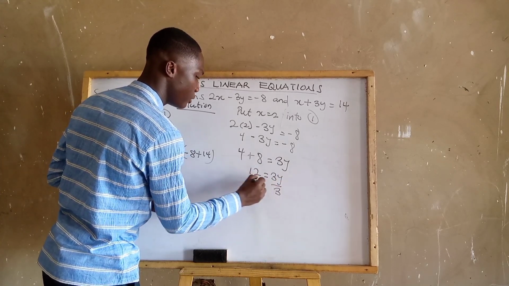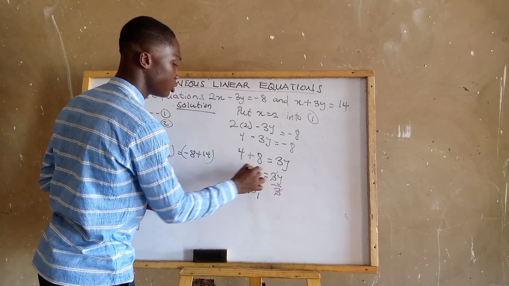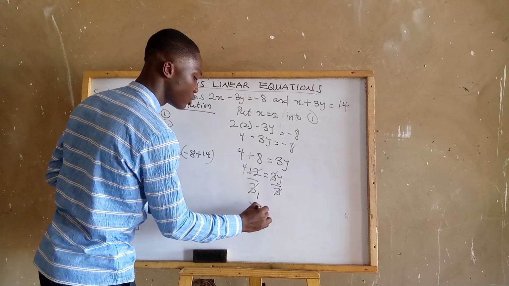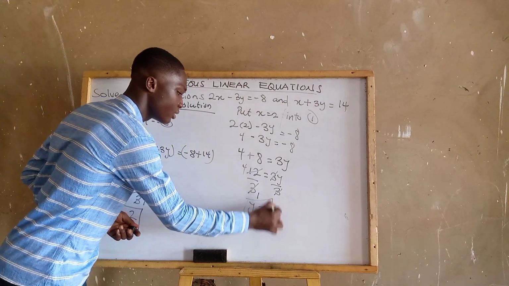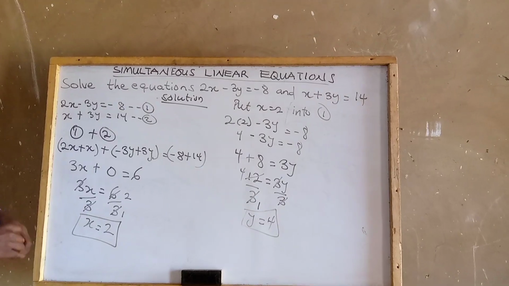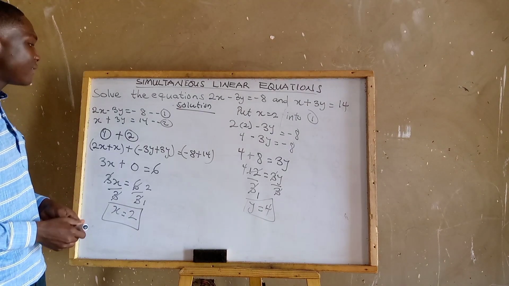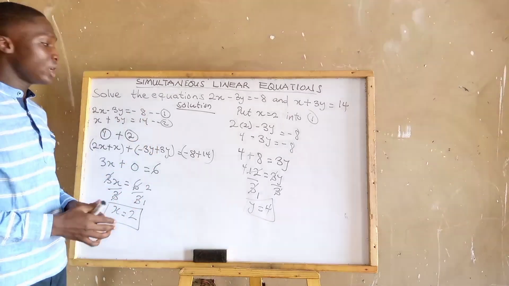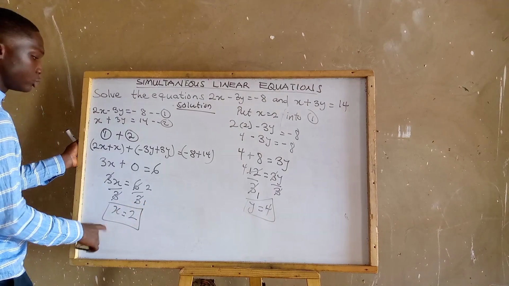Divide both sides by 3. 3 cancels 3. 3 goes into 12 four times. So you have y is equal to 4. Now the value of y is 4 and the value of x is 2. So we can also choose to put the value of x into equation 2 and solve to see if we get the value of y to be 4.